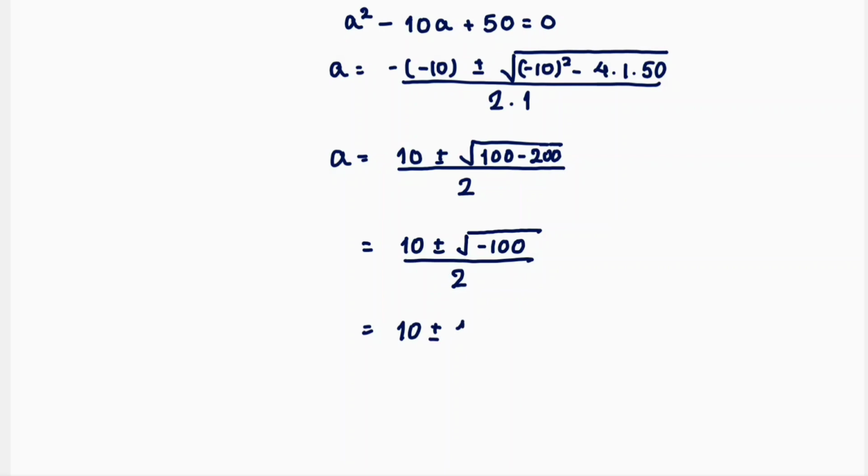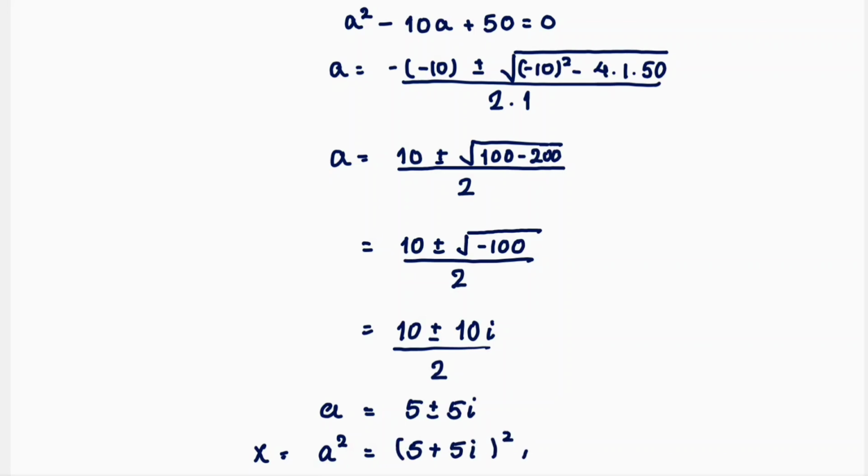Square root minus 100 will be 10 iota. So the two values of a is 5 plus minus 5 iota. We know x is a square. That means 5 plus 5 iota square or 5 minus 5 iota square.